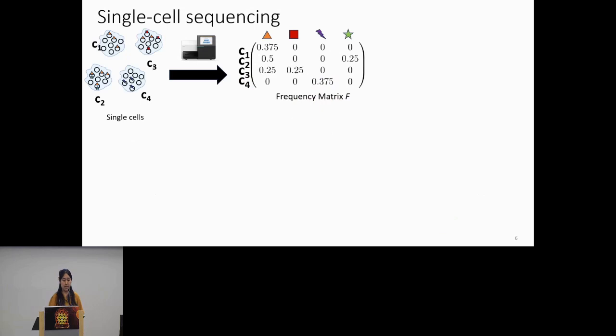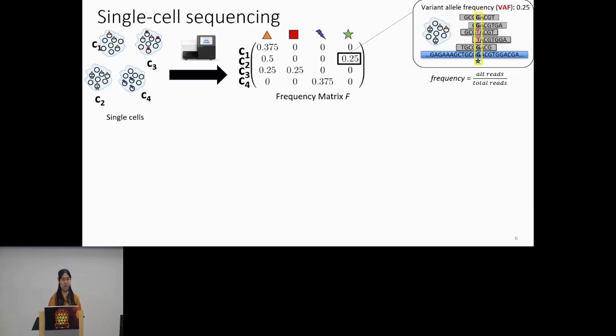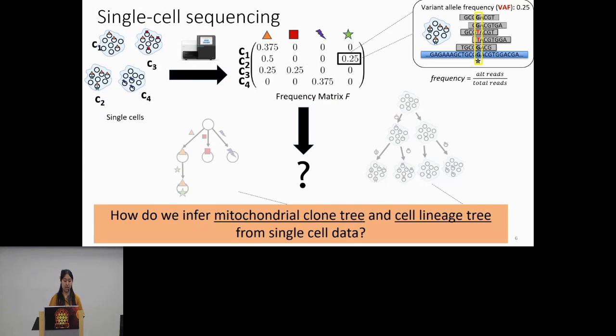So from a single-cell sequencing experiment, we're able to obtain the variant allele frequencies of the mitochondrial mutations just by taking the proportion of alternate reads over total reads. And we want to ask the following question. Can we infer a mitochondrial clone tree, which tells us the mutational history of mitochondria, like the tree shown on the left, and the cell lineage tree, like the one shown on the right, just from this single-cell data, specifically looking at the mitochondrial mutations?